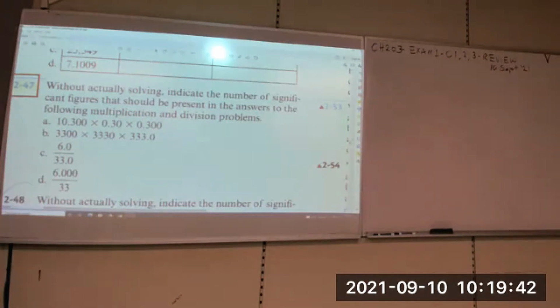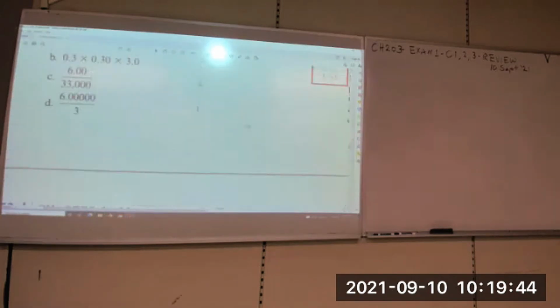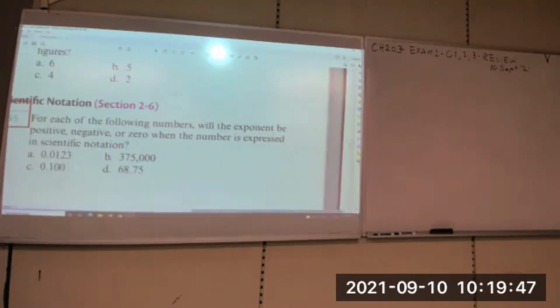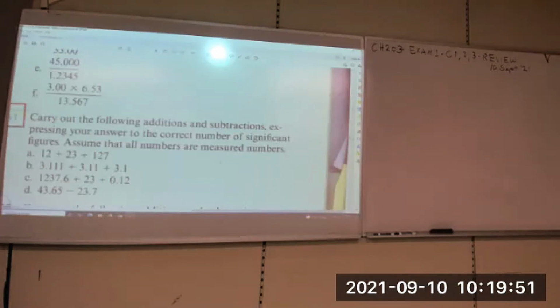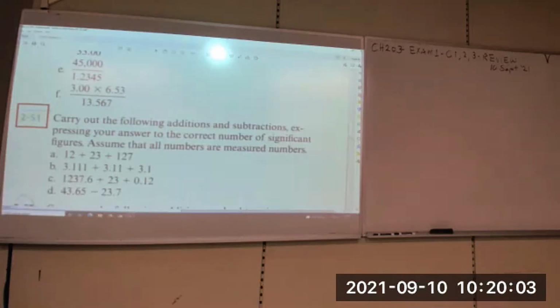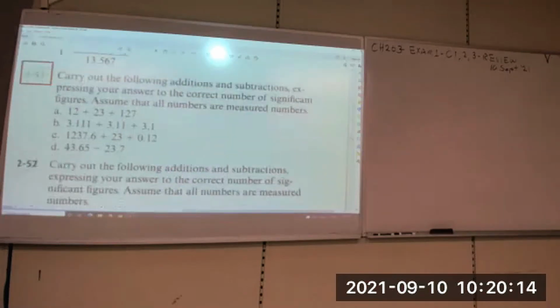Okay. Let's see, let's scoot over to the side. All right, anybody have trouble with 251? How to line up the decimals? So no trouble. Good. Okay.